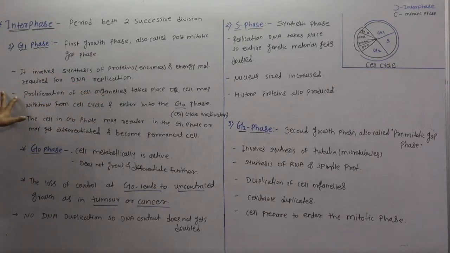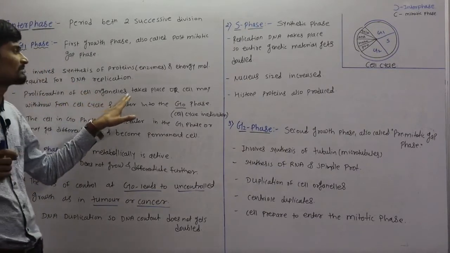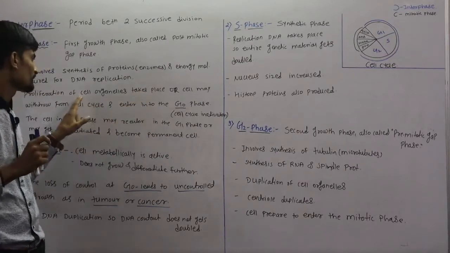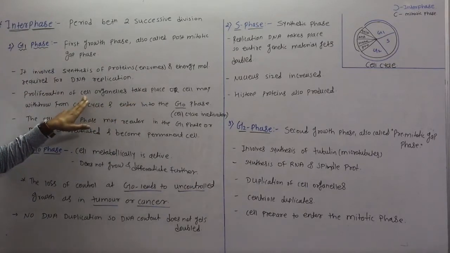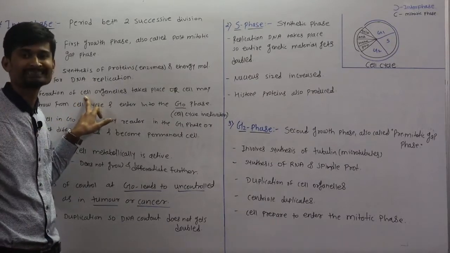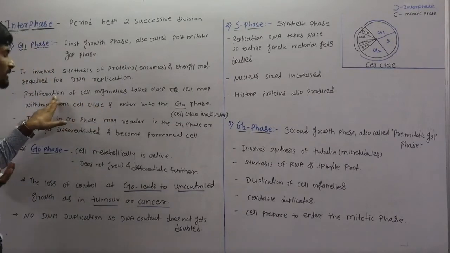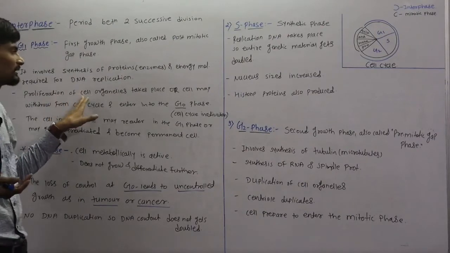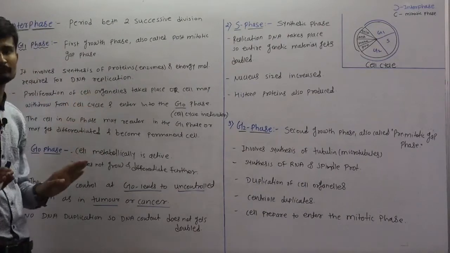Next point, proliferation of cell organelles takes place. Now cell organelles like the mitochondria, Golgi body, endoplasmic reticulum, then chloroplast in the plants. So proliferation means the division of the cell organelles takes place in the G1 phase.